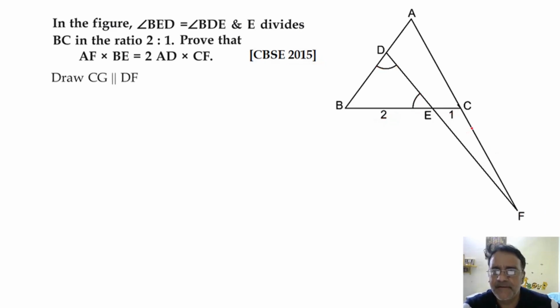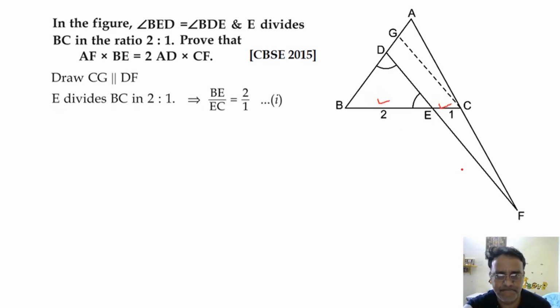First of all, we will draw one parallel line CG parallel to DF. Okay, CG parallel to DF. ये दोनों parallel हो गया. Now it is given that E divides BC in 2:1 ratio. That means BE upon EC is 2/1. Let it be equation number 1. And these two angles are equal. So if these two angles are equal, these two sides are also equal.